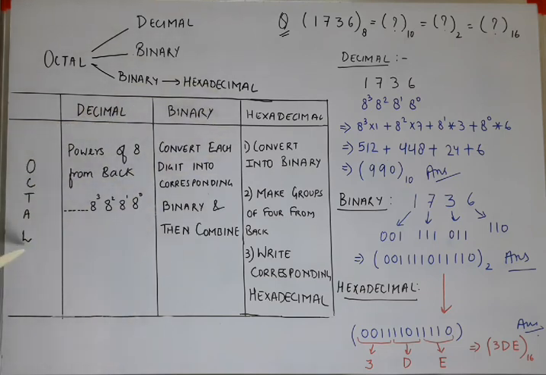So to convert octal into decimal, we apply powers of 8 from back in this way, means 8 raised to power 0, then 8 raised to power 1, then 8 raised to power 2 and so on.